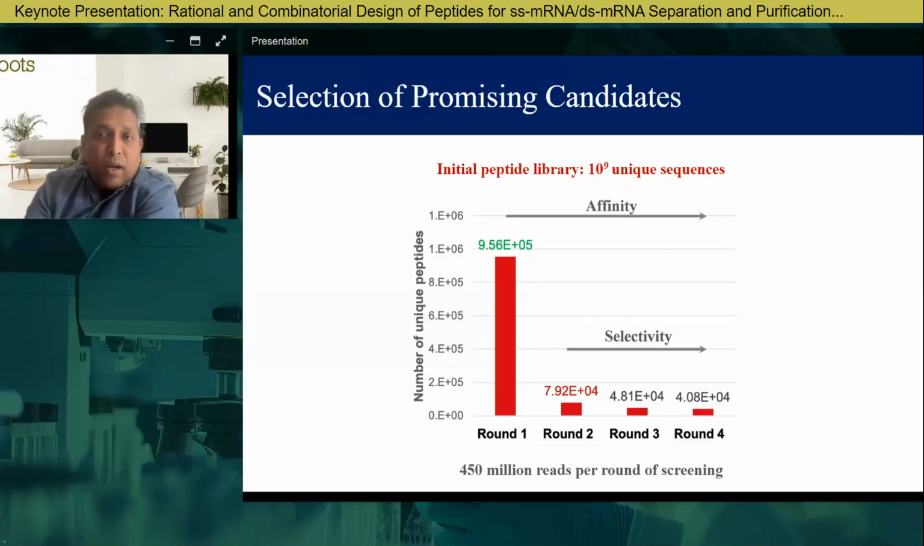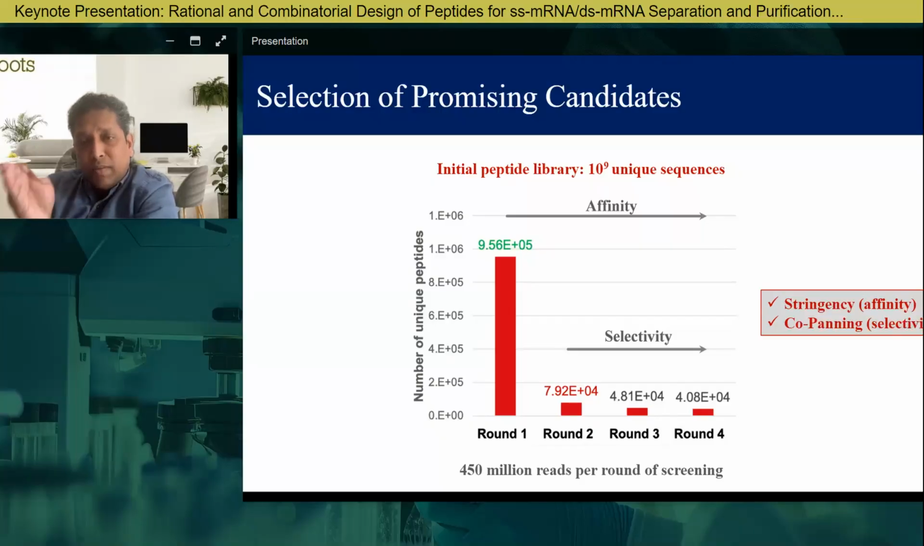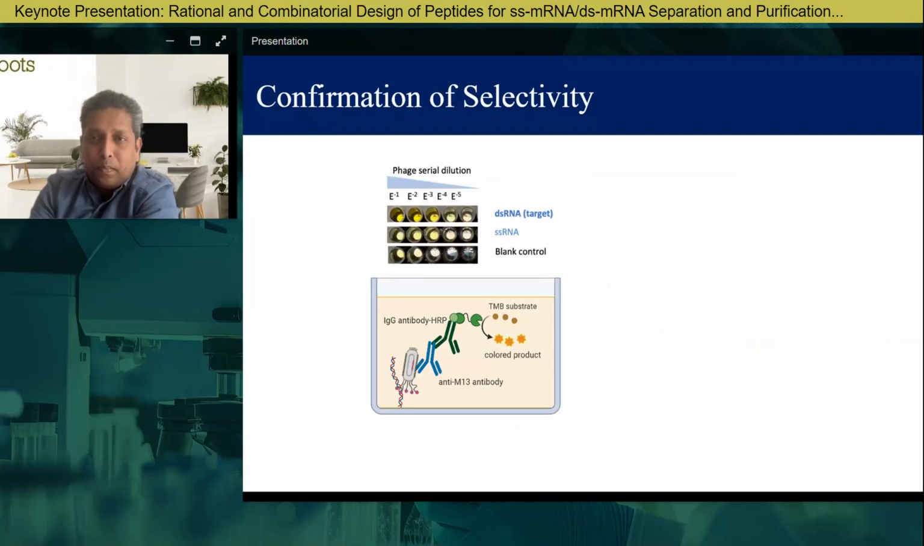All right, so then moving on, as I mentioned, we are now looking for both stringency, which is our measure for affinity, and then this co-panning with the competitor is allowing us to be very selective, where we are picking candidates that bind one versus the other. How do we verify that we actually have sequences that show good selectivity? We conduct ELISA, and all of these results that I'm going to show you are done at the population level, at the phage pool level.